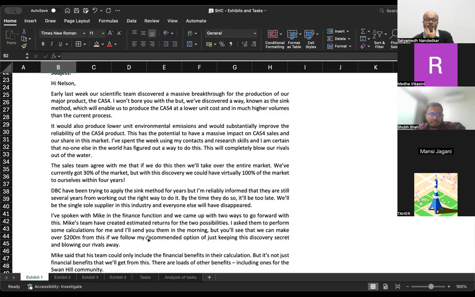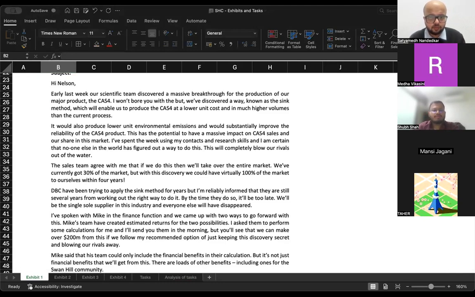Now read. Hi Nelson. Early last week, our scientist team discovered a massive breakthrough for the production of our major product, the Cas4. I won't bore you but we have discovered a way known as the sync method, which will enable us to produce the Cas4 at a lower unit cost and in much higher volumes than the current process. It would also produce lower unit environmental emissions and would substantially improve the reliability of the Cas4 product.